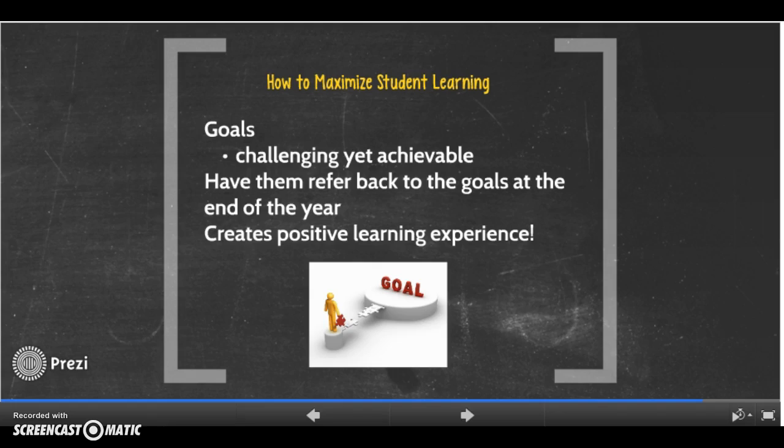This is a way in which I can teach students how to create positive goals for themselves and can show them how great it feels when they accomplish their goals. This is a great positive learning experience for the students. They are able to see how far they've come throughout the school year, and it makes them feel great because they achieved their challenging goals.